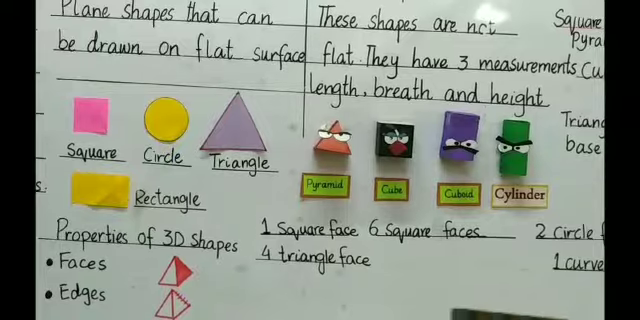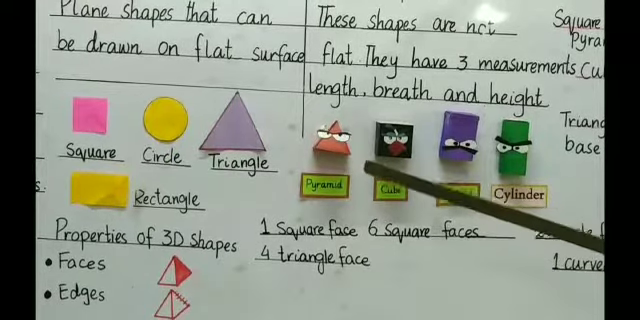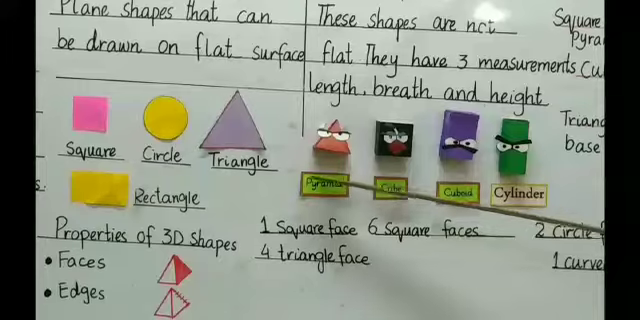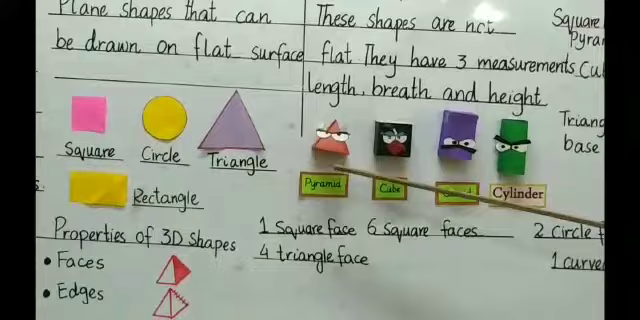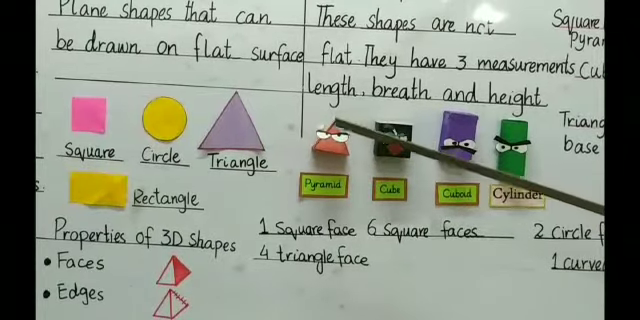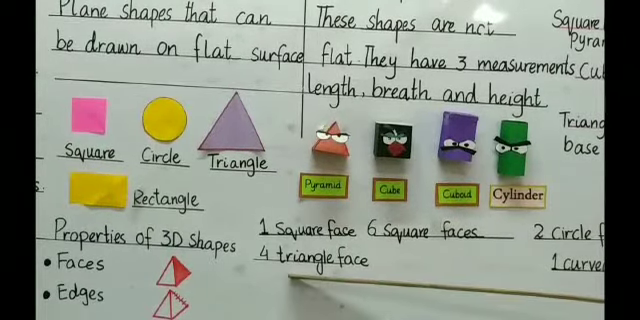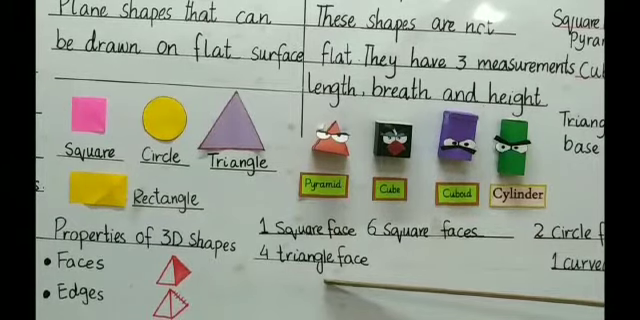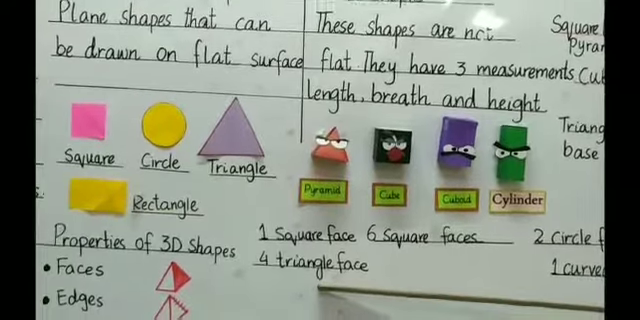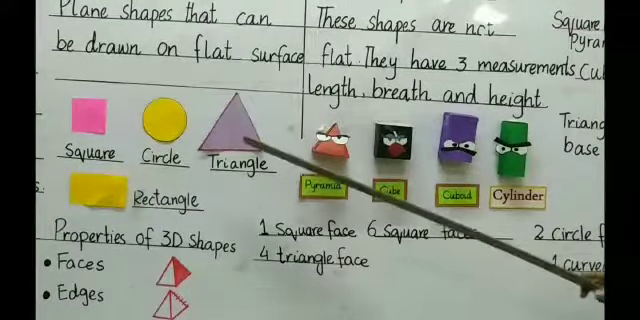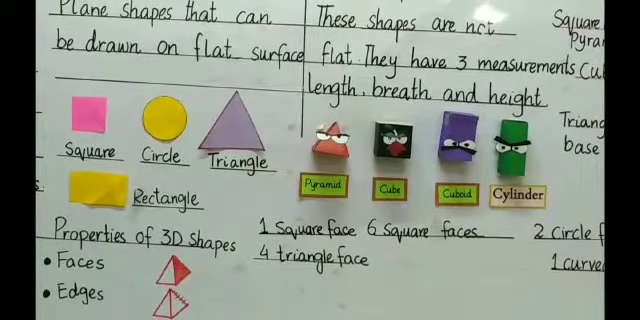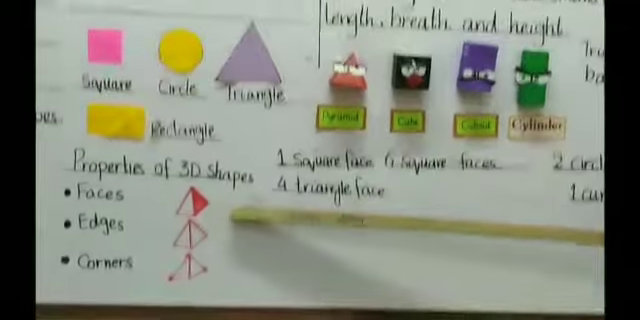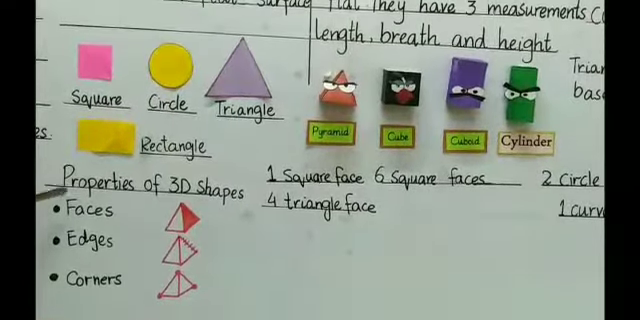Now class, come to the pyramid. As you can see here, pyramid has one flat surface, that is a square face. It has one square face and 4 triangle faces. What is a triangle? You have learned about triangle in a previous lesson. A three-sided shape that is closed. So you can see triangle here. A pyramid has one square face and 4 triangle faces.